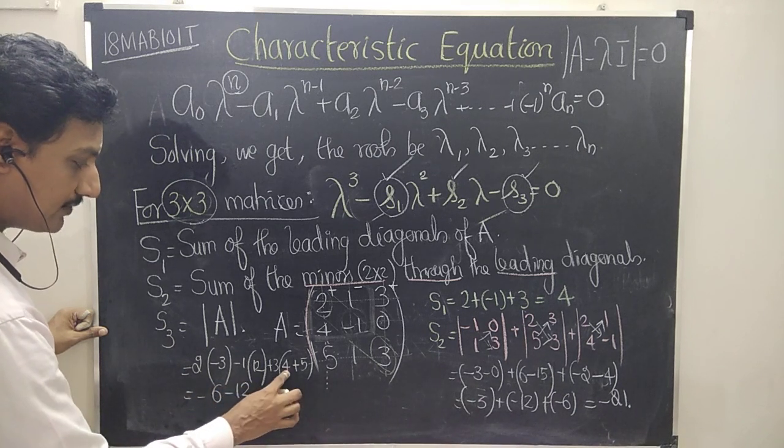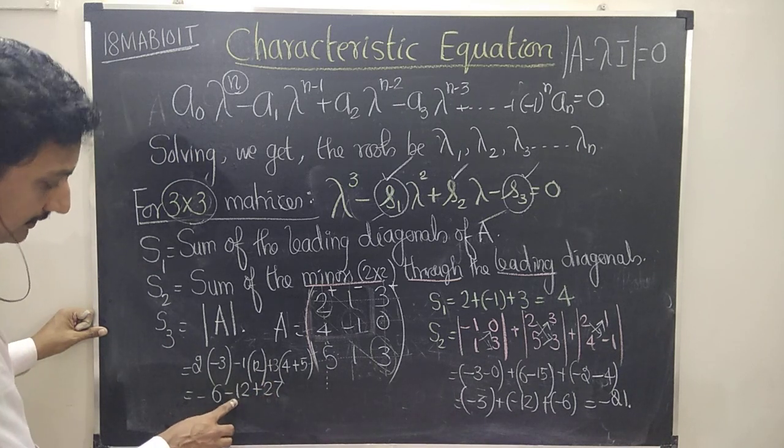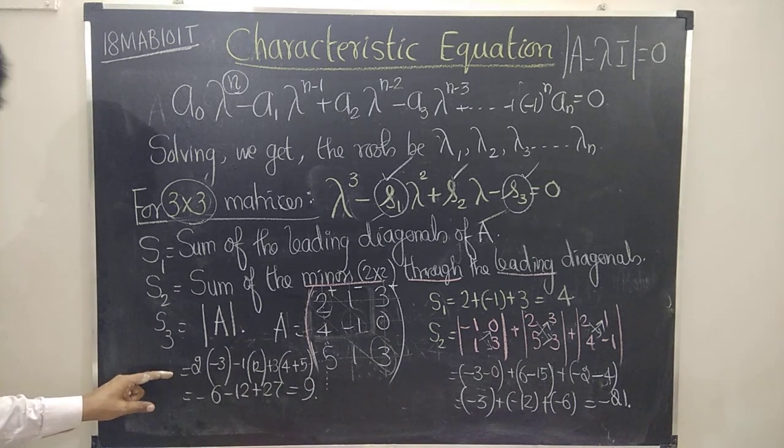So this will be minus 6, minus 12, plus 4 is minus 9... 9 3s are 27. So 27 minus 18, the answer is plus 9. So this is the determinant S3.